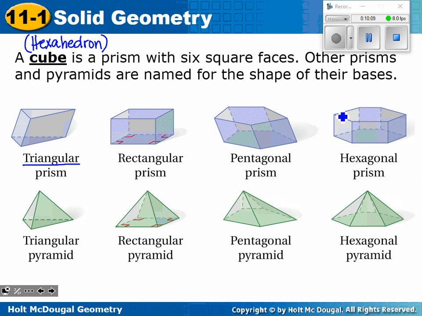Pyramid's coming to a point, so we've got a triangular pyramid. It's the one that's the base, that's opposite the vertex. Rectangular pyramid, pentagonal pyramid, hexagonal pyramid.